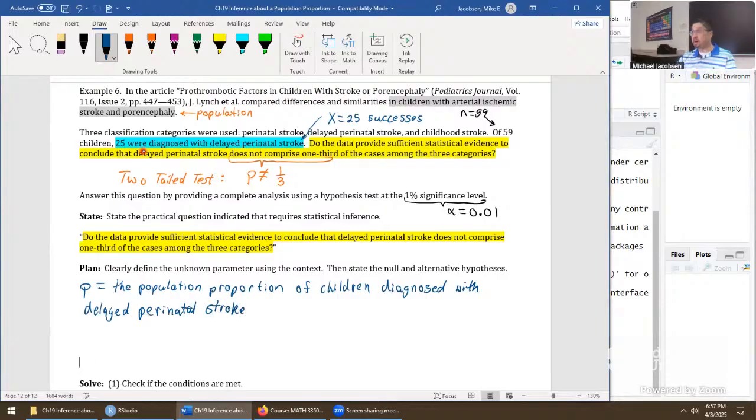Now we have to pull in the population among all children with arterial ischemic stroke and porencephaly. It's starting to get kind of tongue-tied saying these things. Let's write it in fully here, and then when we go to give our full conclusion, we'll paraphrase some of these things. We might just say, among all children with these conditions, for example. So we'll say here, among all children that have, let's read in this heavy statement, arterial ischemic stroke.